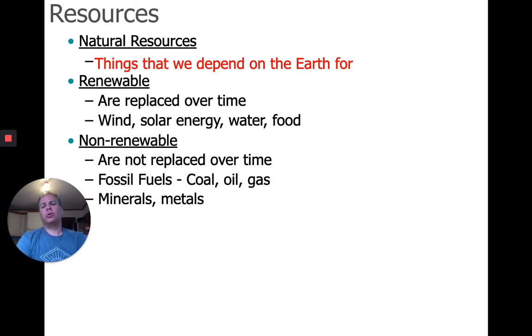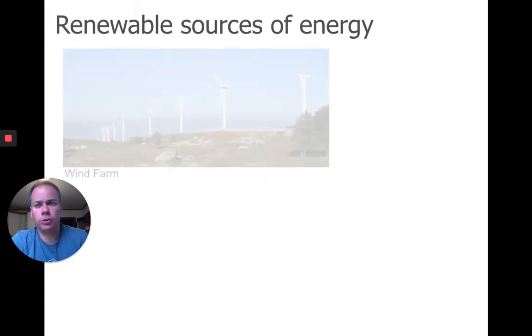Non-renewable resources are those resources that are not replaced over time. Things like fossil fuels, coal, oil, natural gas. When we extract those materials from the earth, they're not going to be replaced. They're basically used up. Minerals, metals are examples of non-renewable resources.